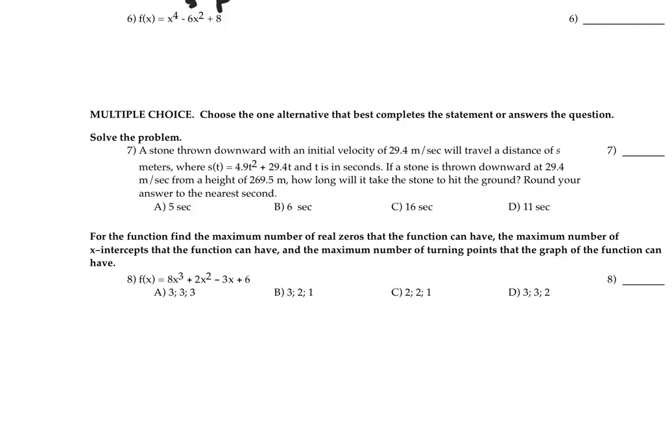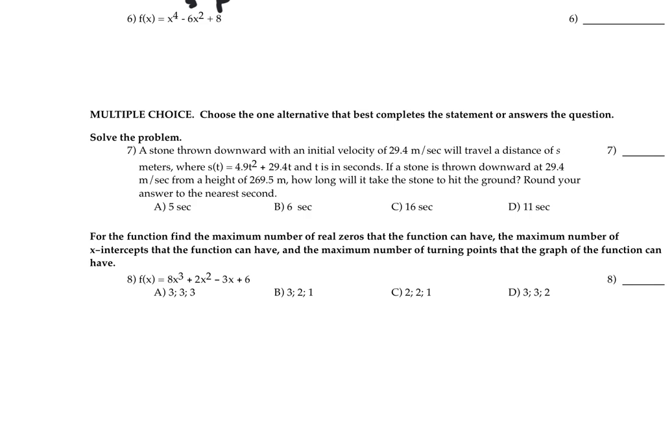Okay, on number 7, it gives you a lot of information here, but as I read through this, the 29.4 meters per second is part of the equation. So do I need to do anything with the 29.4? Not really, because it's already part of my equation, okay?